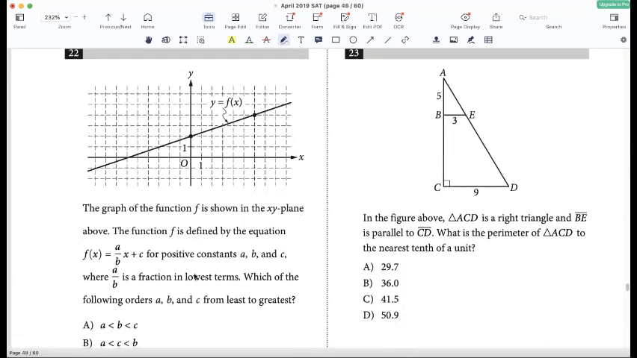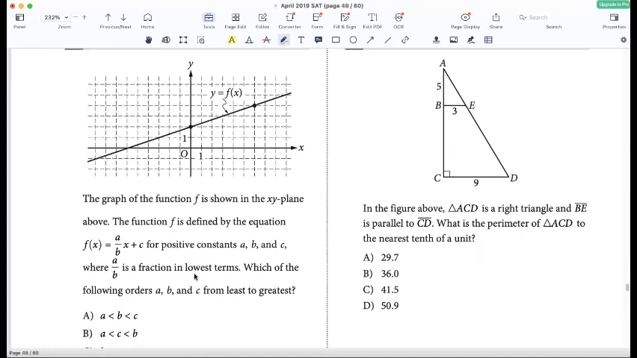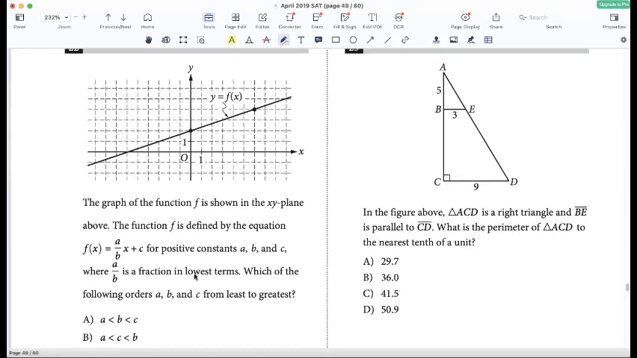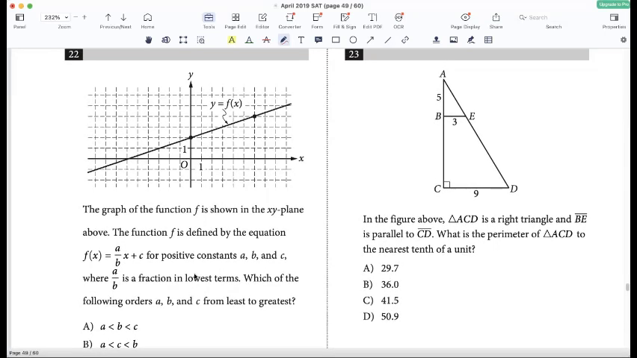The graph of the function f is shown in the xy plane above. The function is determined by this equation for positive constants a, b, and c, where a by b is a fraction in the lowest terms. Which of the following orders a, b, and c from least to greatest?